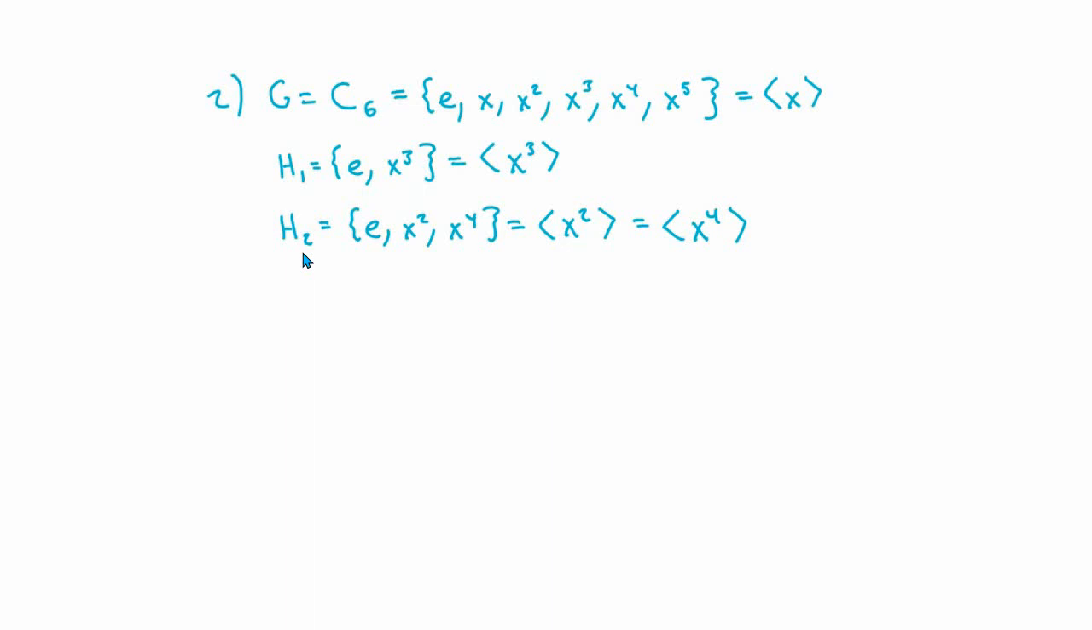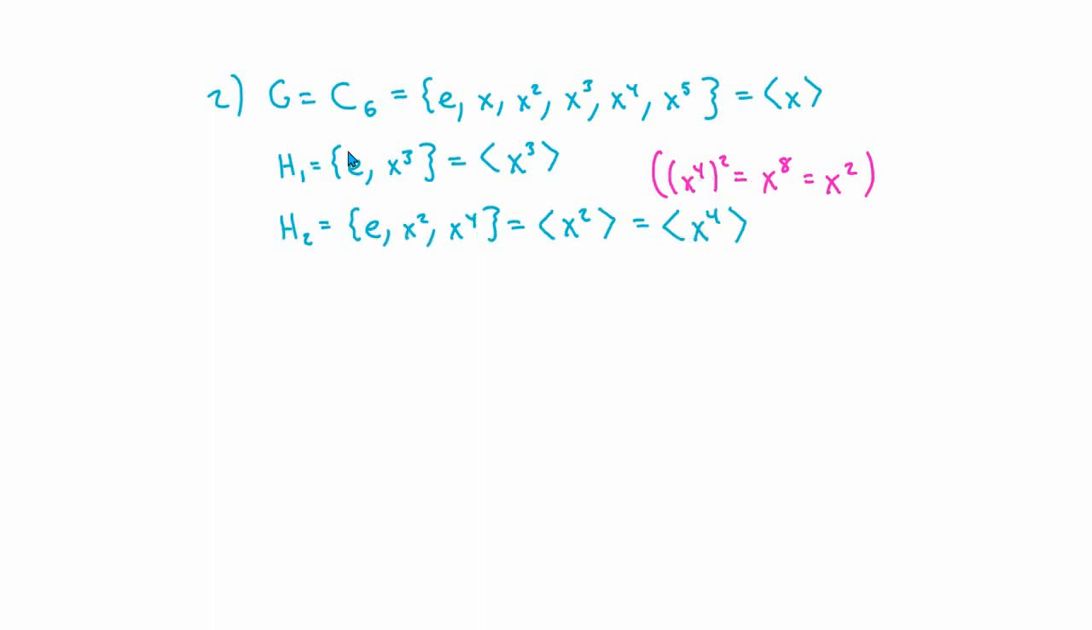It's also true in the second example that the group H2 is generated by the element x to the fourth, because working in the cyclic group of order 6, x to the fourth squared is x to the 8th, which is x squared, and x to the fourth cubed is x to the 12th, which is the identity element.